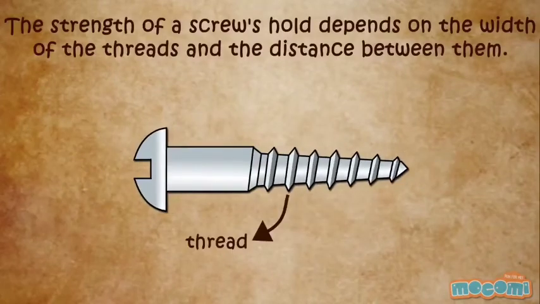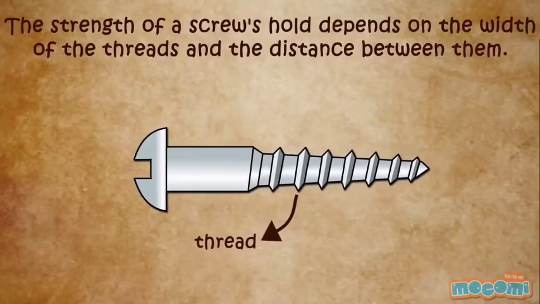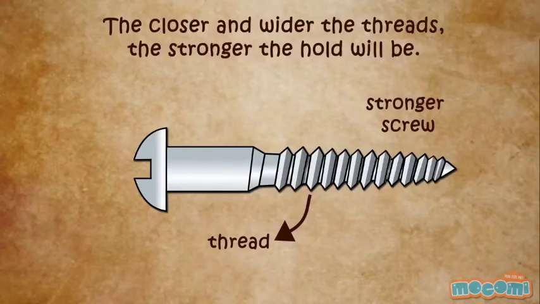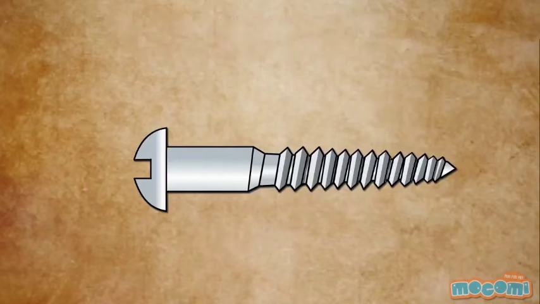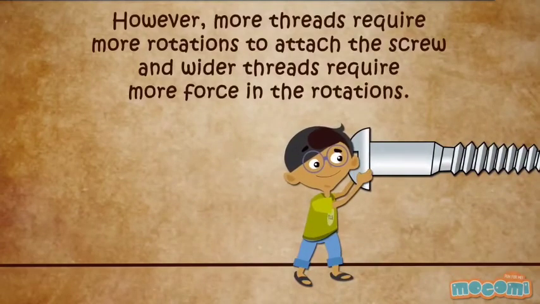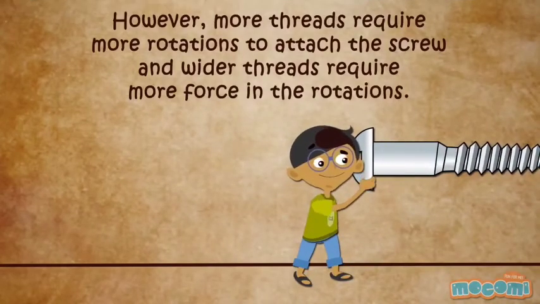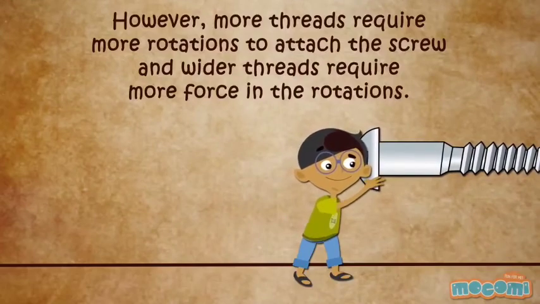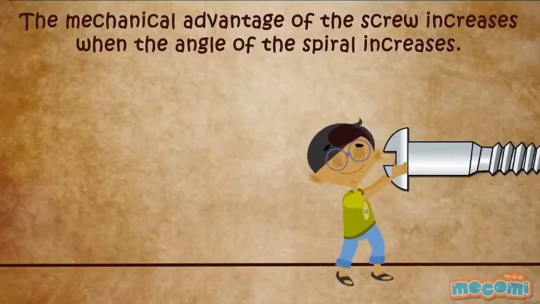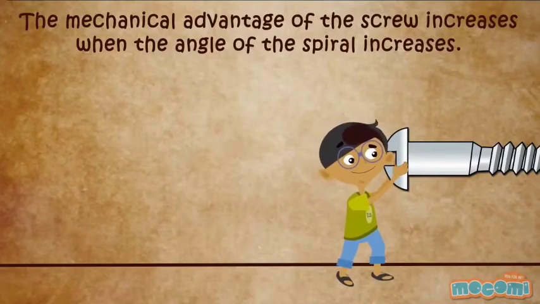The strength of a screw's hold depends on the width of the threads and the distance between them. The closer and wider the threads, the stronger the hold will be. However, more threads require more rotations to attach the screw, and wider threads require more force in the rotations. The mechanical advantage of the screw increases when the angle of the spiral increases.